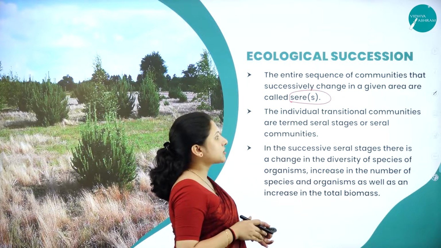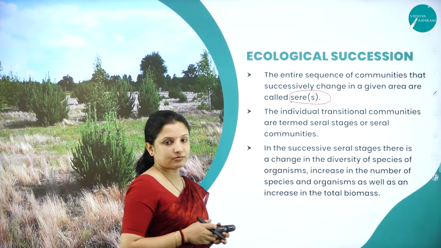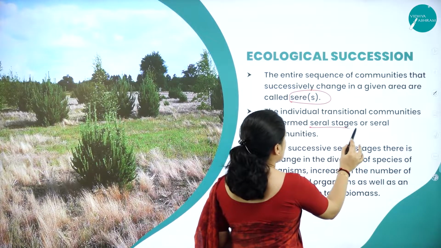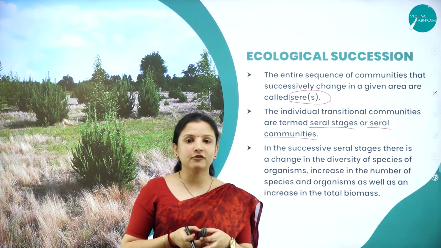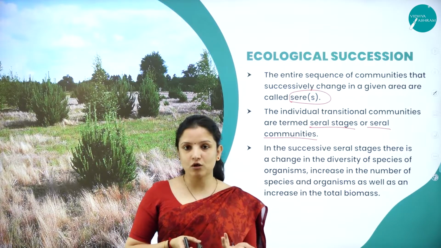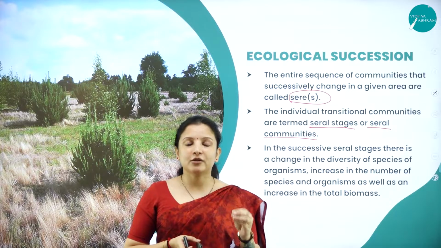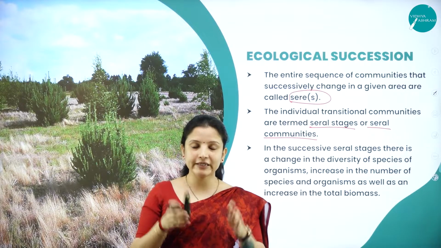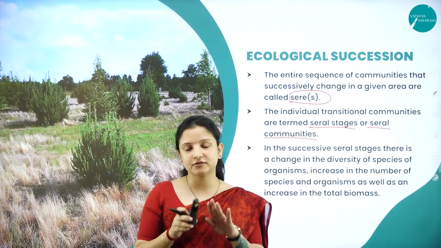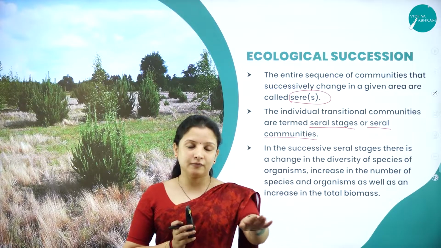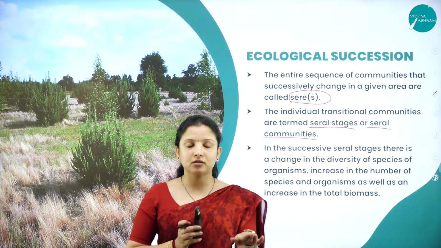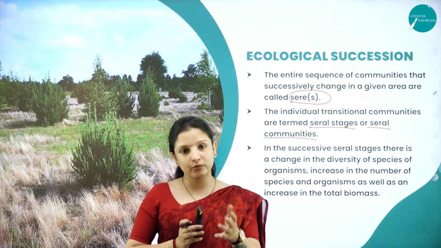So the individual transitional communities are termed as seral stages or seral communities. First, again I'll take the example of a pond. What was the first seral community there? It was nothing but the filling in of the sediments. Sediments will get filled, and only then can you see the formation of land in the pond. And later on, next what will happen?